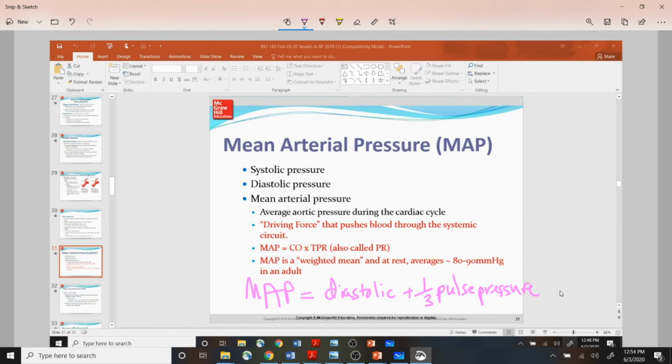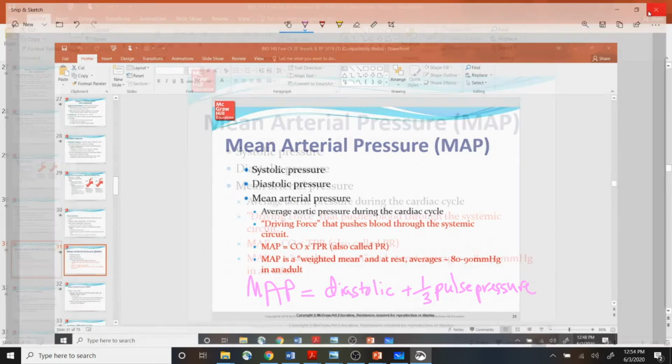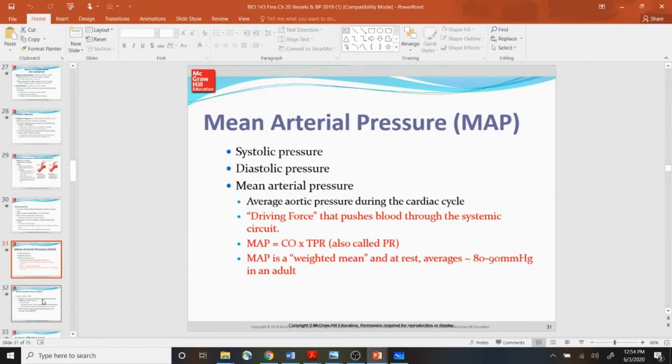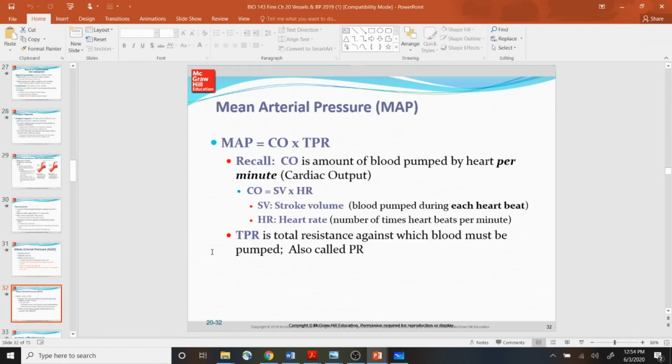Let's move on. So here's kind of where we're going to get into looking at a little bit about what kind of factors can affect mean arterial pressure, and then also what total peripheral resistance really means. That's kind of where we're headed to next.